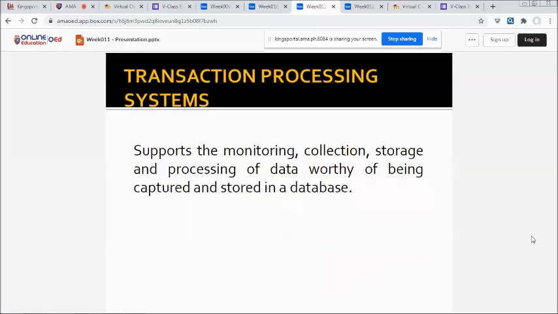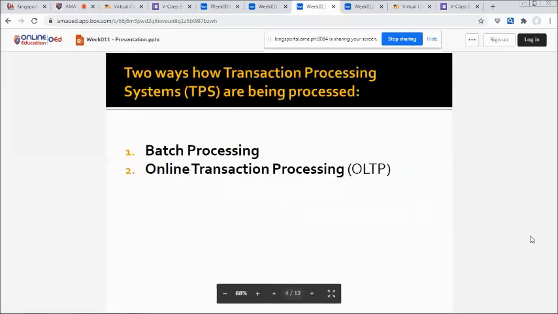Okay, so what is transaction processing system? It supports the monitoring, collection, storage, and processing of data worthy of being captured and stored in a database. Examples may include products manufactured, sales made, persons hired, payroll check generated, etc. So those are the examples of transaction processing systems.